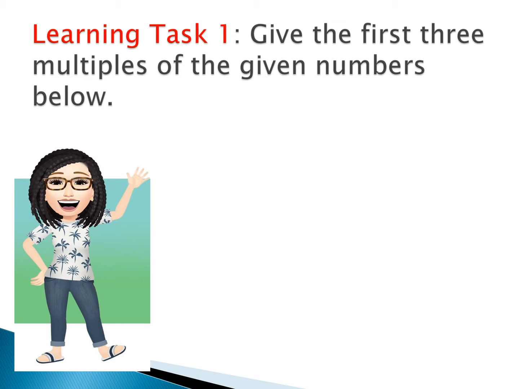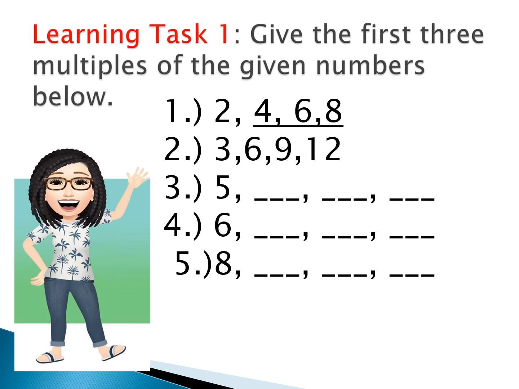Learning Task 1. Give the first 3 multiples of the given numbers below. In number 1, 2. The first 3 multiples of 2 are 4, 6, and 8. In number 2, the first 3 multiples of 3 are 6, 9, and 12.